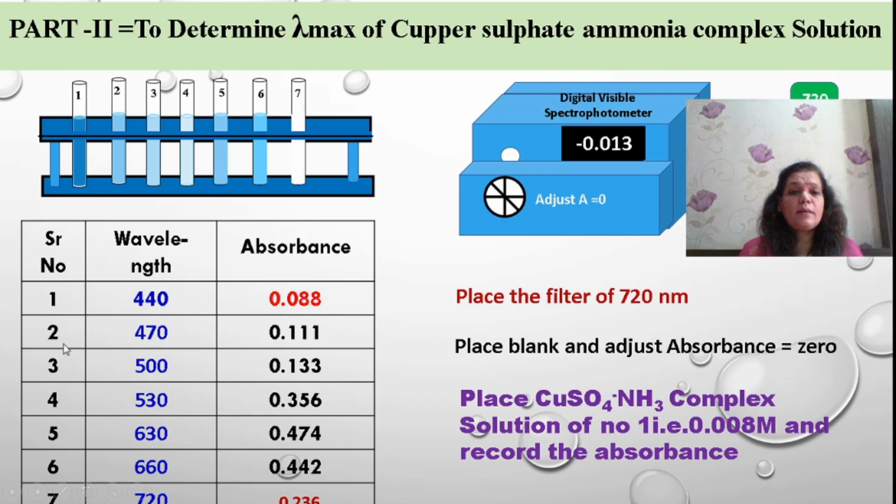Now look at the absorbance values. How will you find out lambda max? The wavelength which gives me maximum absorbance for the solution which I have selected. So for this particular solution number 1 or for this complex, what is the maximum absorbing wavelength? In terms of the absorbance value, the wavelength which gives me higher absorbance value. Which one is this? Yes, 630 nanometer. So 630 nanometer is my maximum absorbing wavelength for copper sulfate ammonia complex.